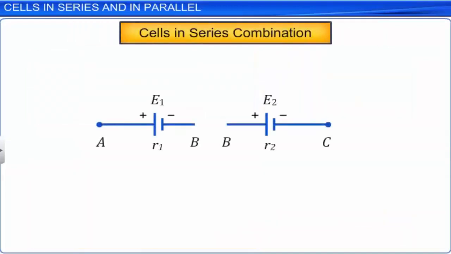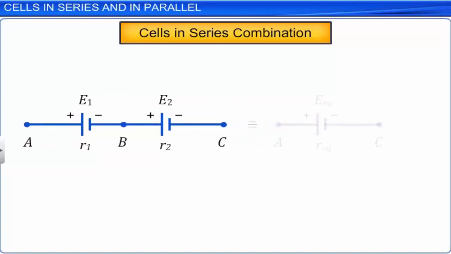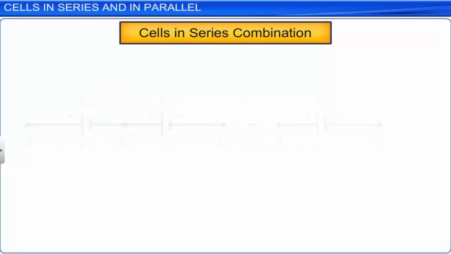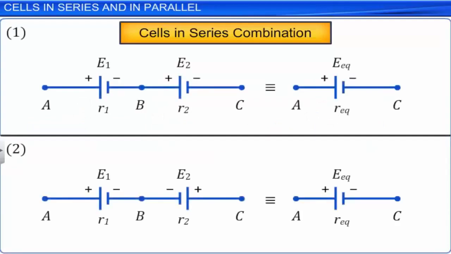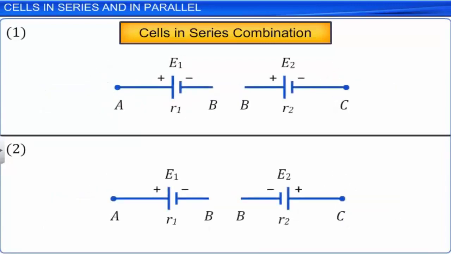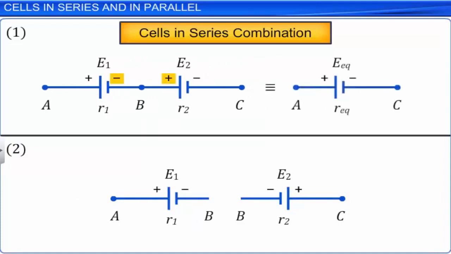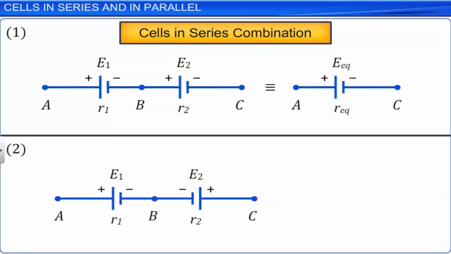First, let us consider a combination of two cells that are connected in series. One terminal of each cell is joined together, leaving the other terminals of the two cells free. There are two ways to make a series combination of two cells. In the first way, the negative electrode of the first cell is connected to the positive electrode of the second cell. In the second way, the negative electrode of the first cell is connected to the negative electrode of the second cell.